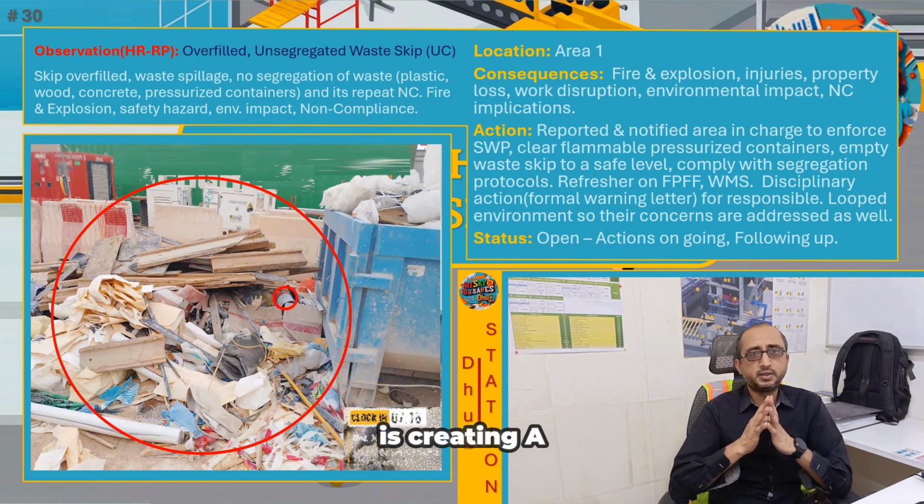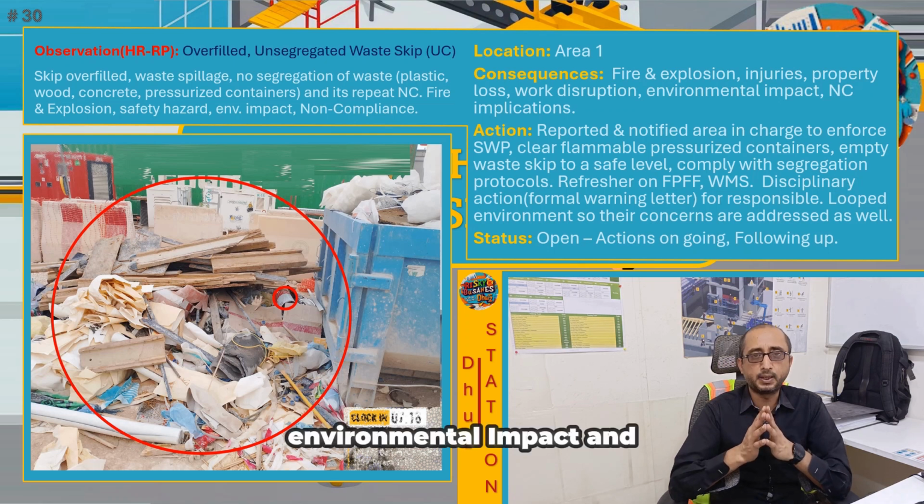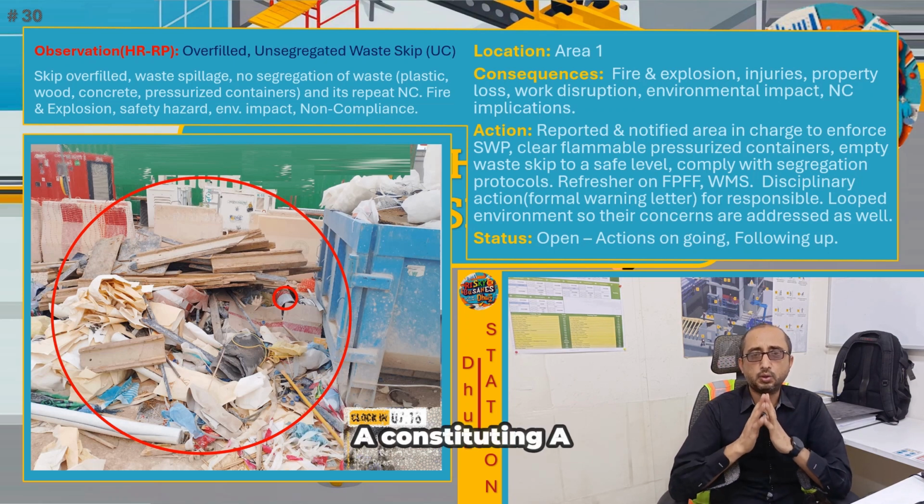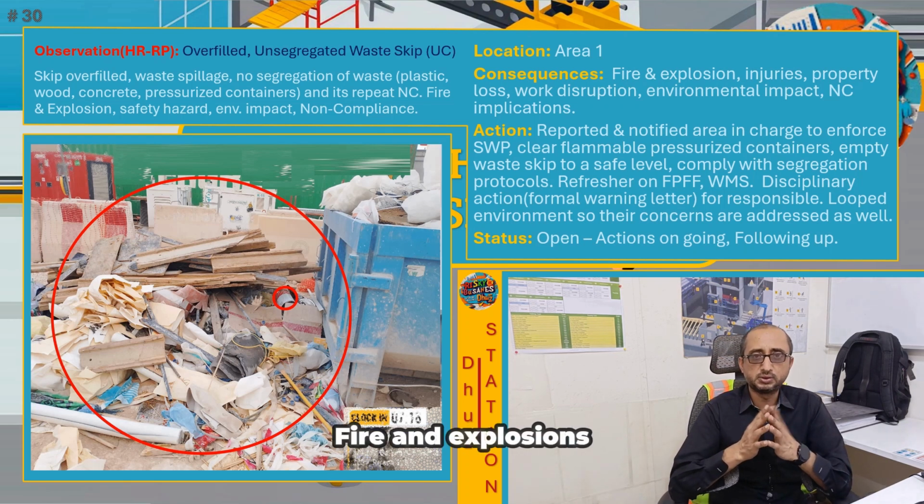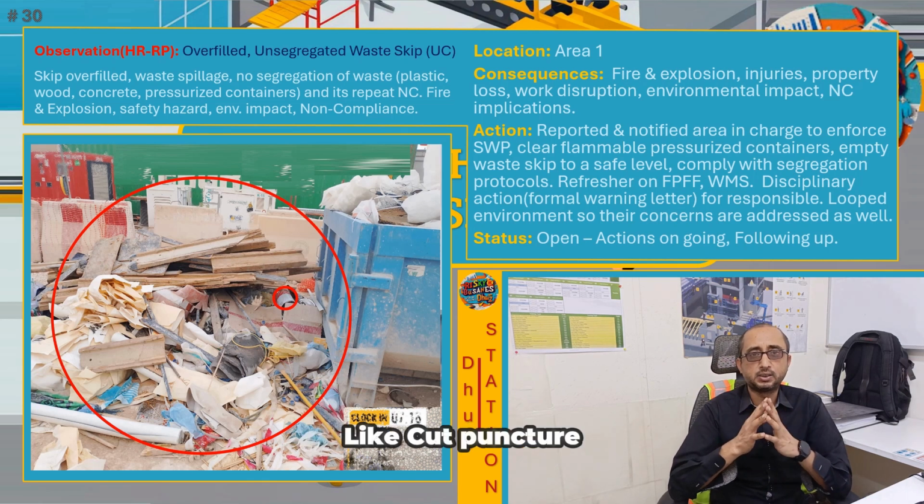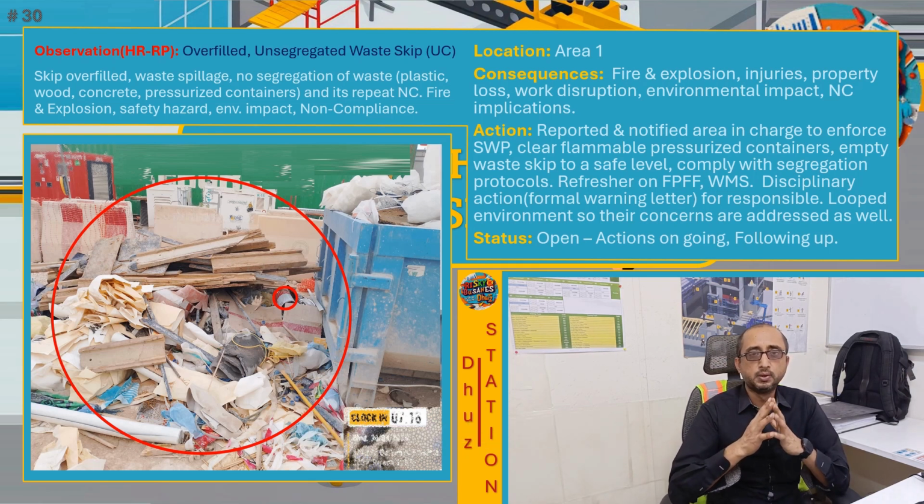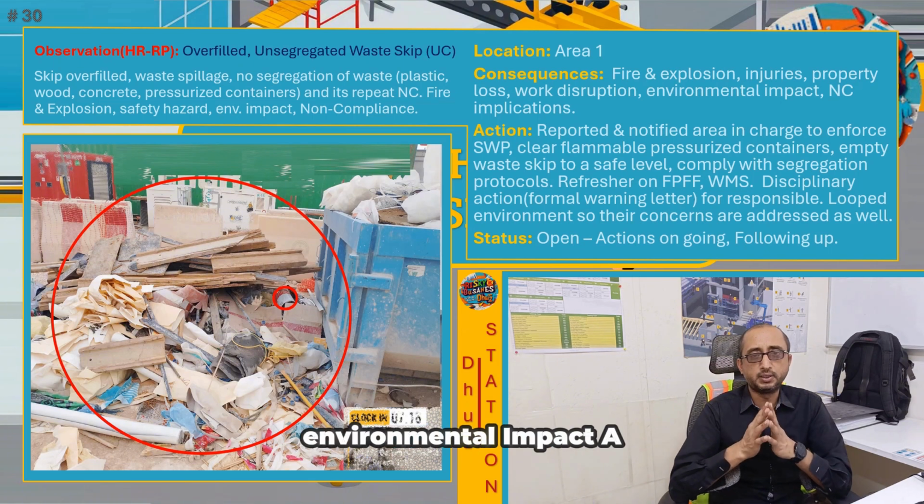Now, this situation is creating a fire and explosion hazard, safety and health hazard, environmental impact, and constituting a non-compliance. Location is Area 1. Consequences: chances of fire and explosions, serious physical injuries like cut, puncture wounds, and health issues. Also, chances of environmental impacts.